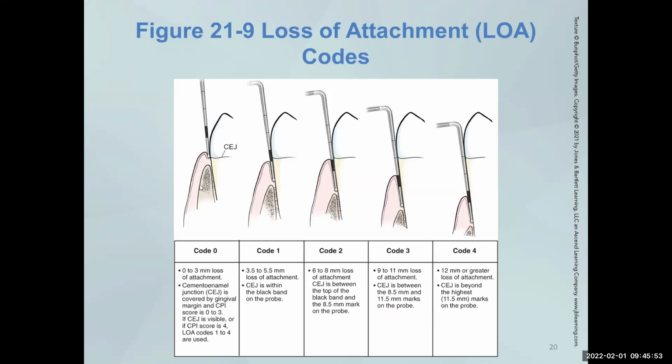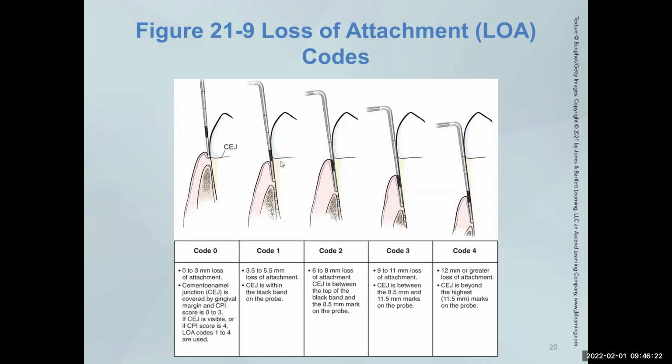So what you're doing is you're probing each and every tooth, but you're not writing everything down. Each sextant has one code, and you're taking the worst code for that sextant. And that code would be 0, 1, 2, 3, or 4. All right, so a 0 is the black is not even in sight.